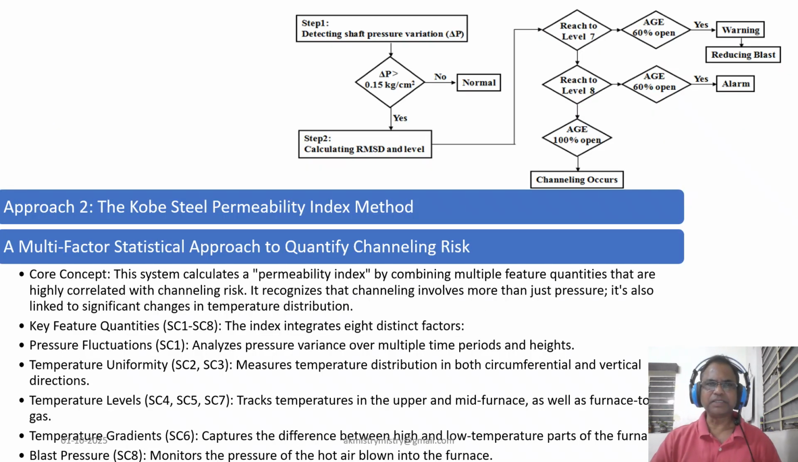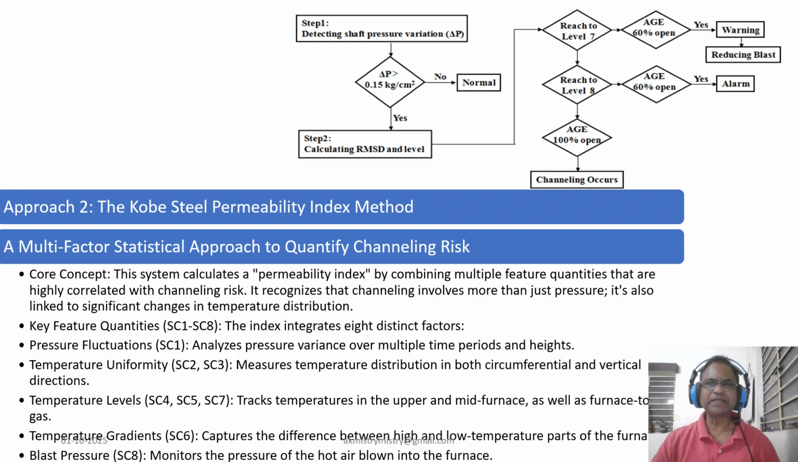The Kobe Steel permeability index method, a multi-factor statistical approach to quantify channeling risk. The core concept behind this is that the system calculates a permeability index by combining multiple feature quantities that are highly correlated with the channeling risk. It recognizes that channeling involves more than just pressure. It is also linked to significant change in temperature distribution.